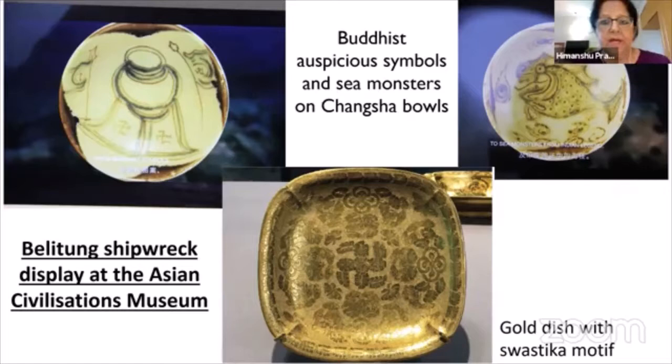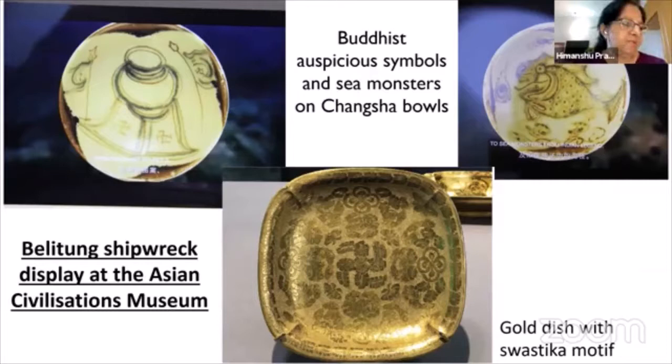It has also an extraordinary cargo of gold dishes with auspicious symbols. You see that at the bottom, the swastika on a gold plate. And in addition to the gold dishes, Buddhist symbols such as the swastika and the stupa are also represented on Changsha bowls, which you see on the top left-hand corner in the slide. And on the right-hand corner is the sea monster or makara.